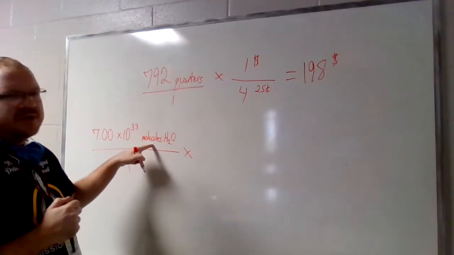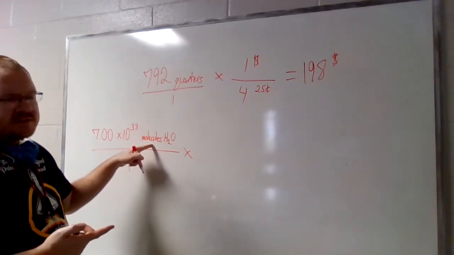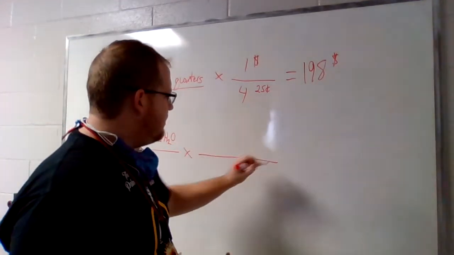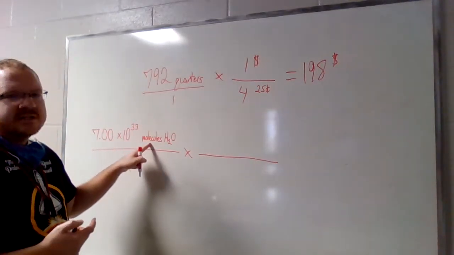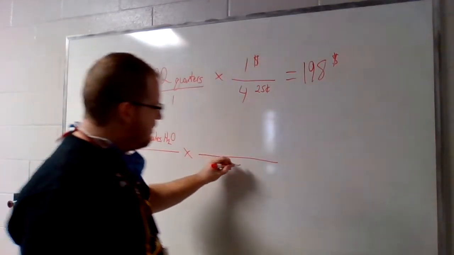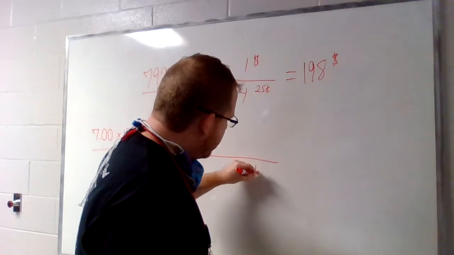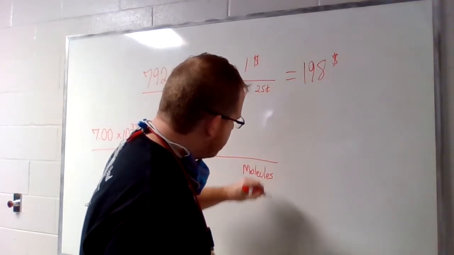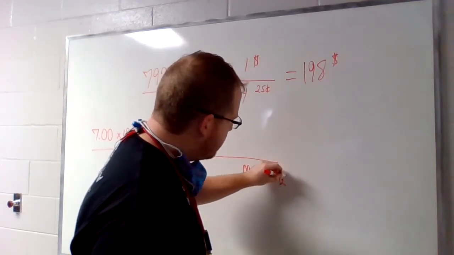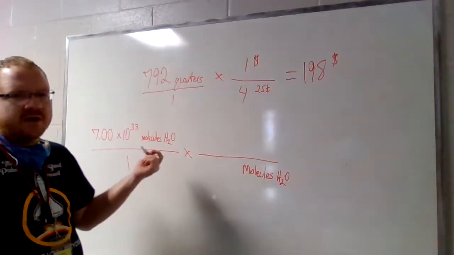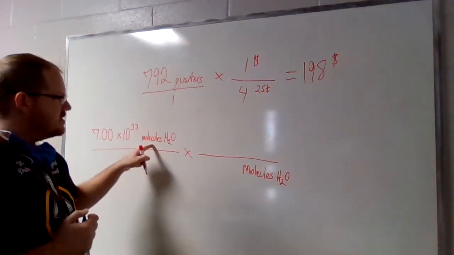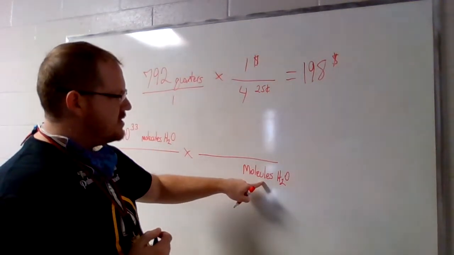Now, first thing I want to do is get rid of molecules. So in this conversion factor, if I have molecules on top and I want to cancel it out, the very next thing I need to do is put molecules on bottom. And it's got to be of H2O. That's what I'm keeping throughout all this. It's all going to be water. So molecules of H2O on top, molecules of H2O on bottom.